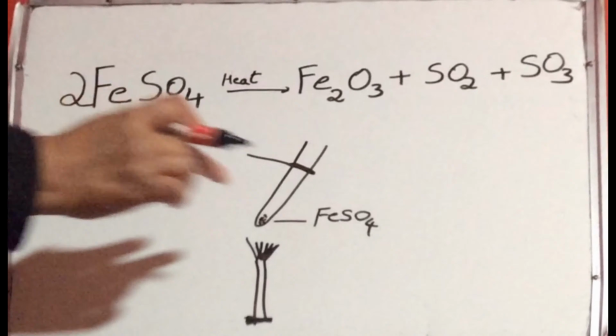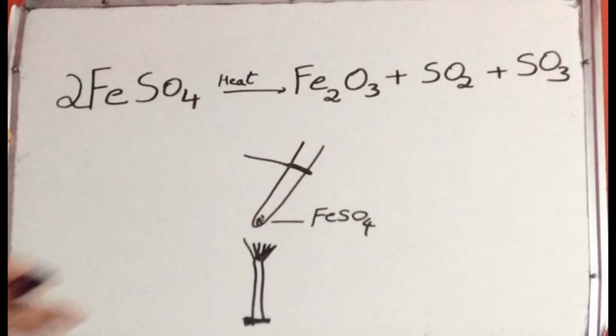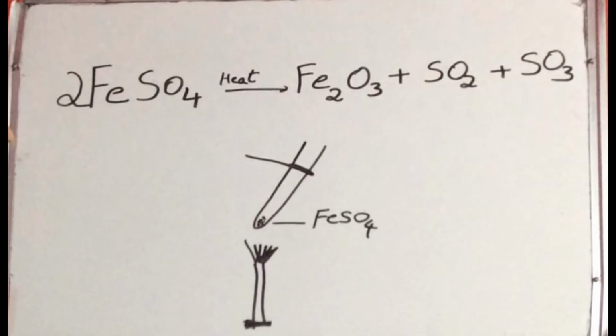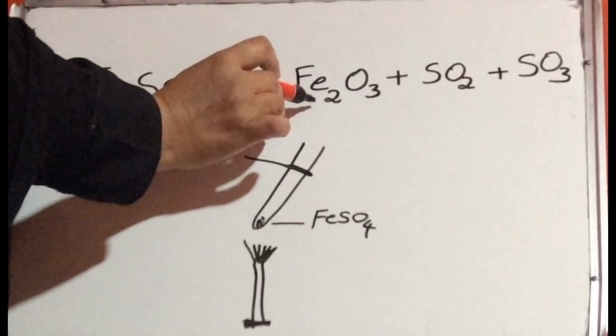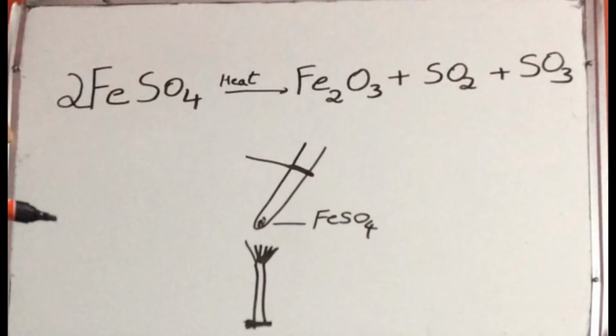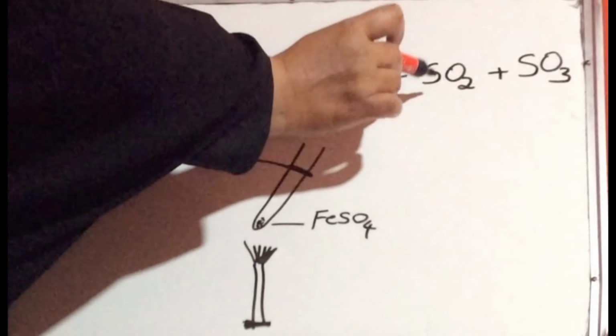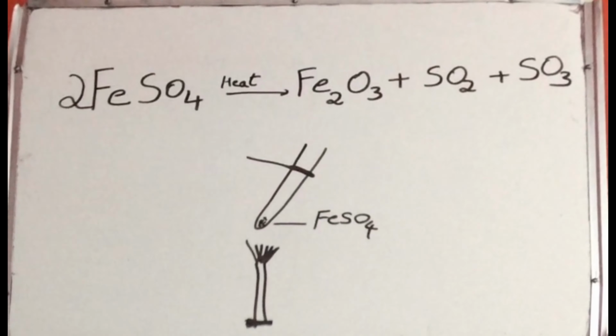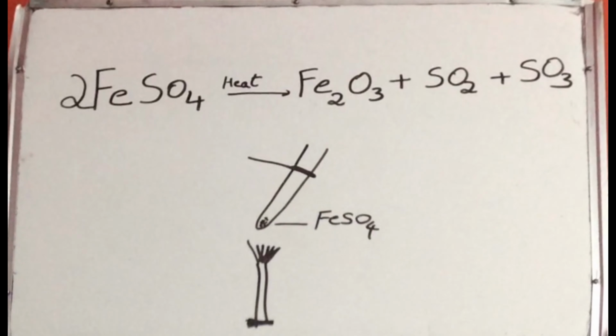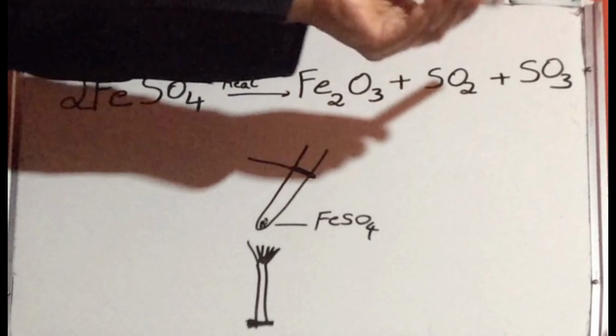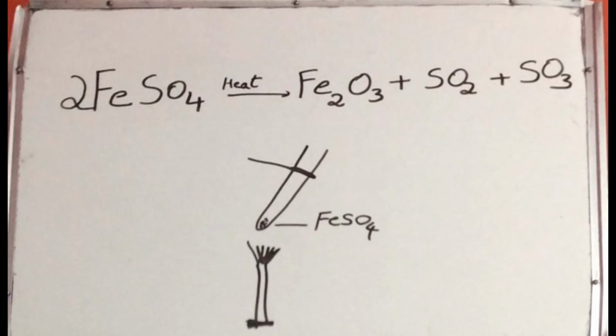We can see that this ferrous sulfate is originally green in color. On heating, it will first form a white mass, then it will give you a reddish brown precipitate of Fe2O3 plus gas, sulfur dioxide and sulfur trioxide gas will be liberated. You will get the smell of sulfur. So here a single substance is breaking down into two or more substances.